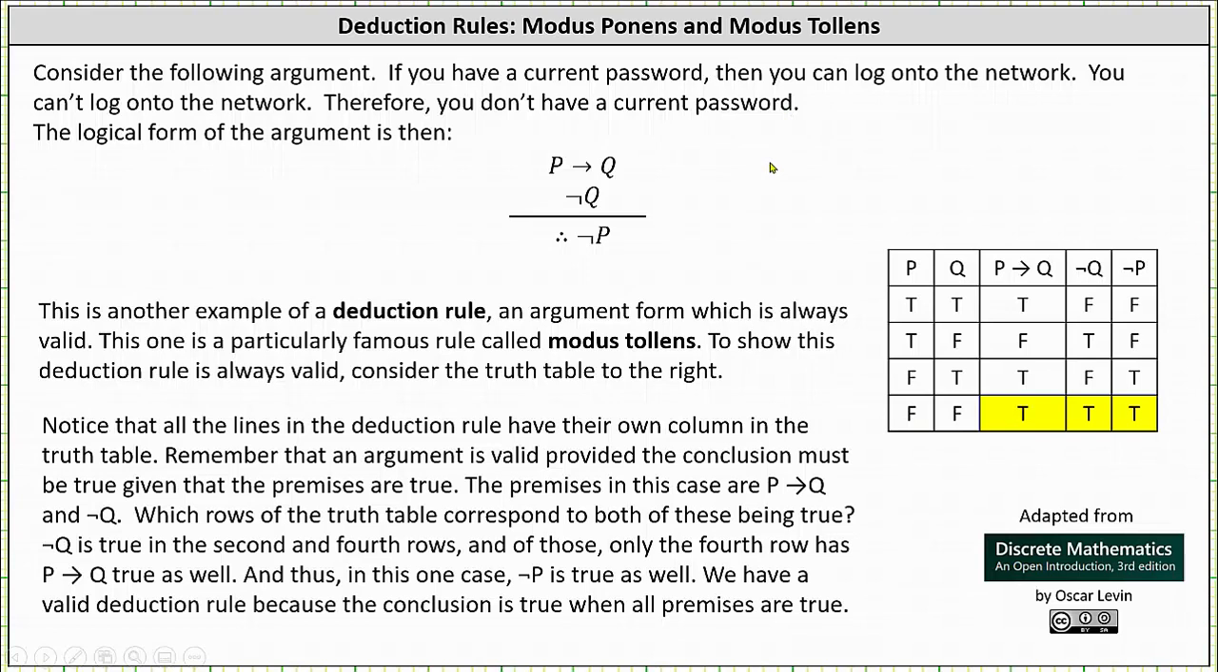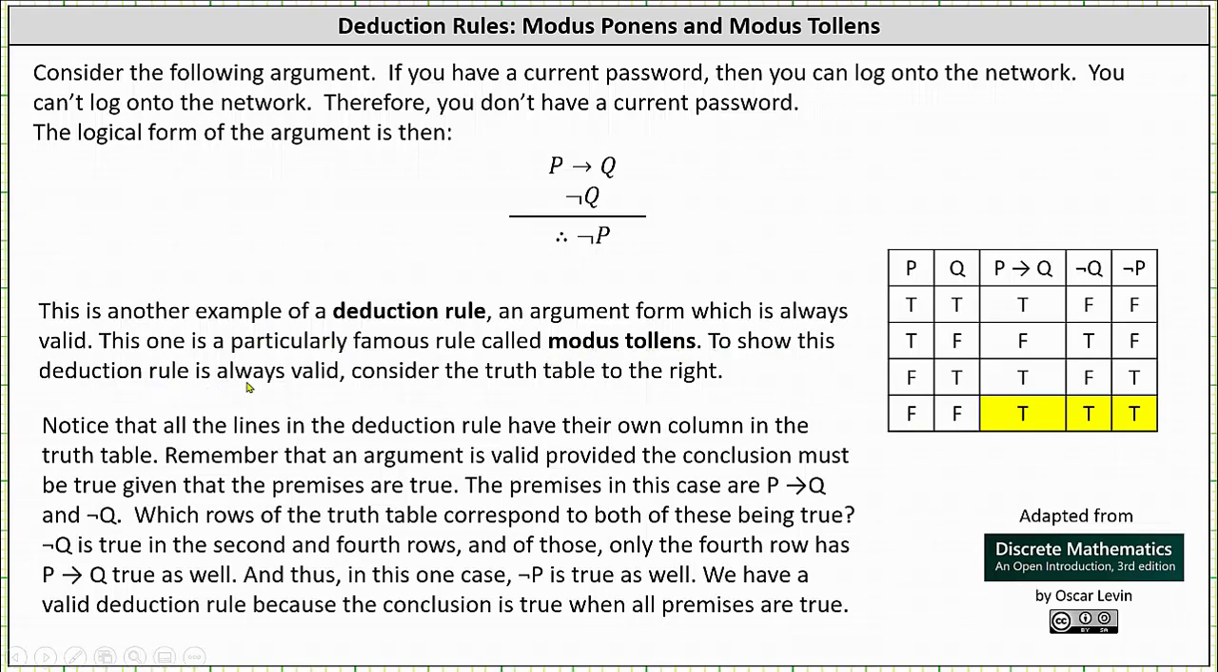If we let P denote you have a current password and Q denote you can log on to the network, the logical form of the argument is if P then Q, not Q, therefore not P. This is another example of a deduction rule, again an argument form which is always valid. This one in particular is the famous rule called Modus Tollens.